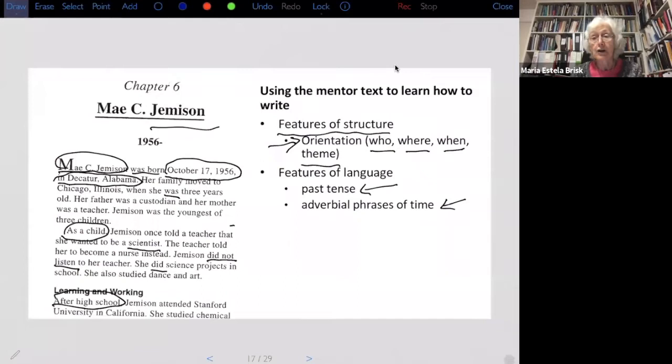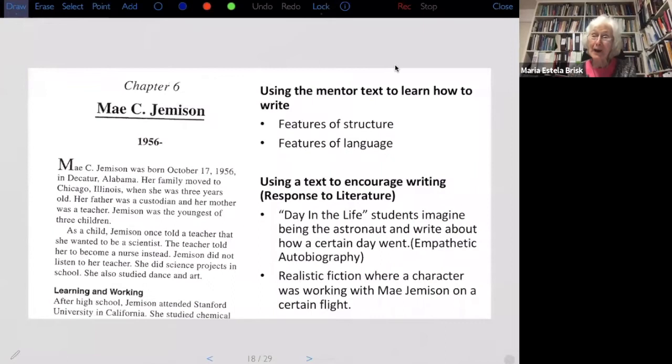So the use of mentor texts is to learn how a writer writes biographies. It is not to promote topics. For instance, when I asked a teacher how she would use this mentor text, she told me, well, I would use it for students to imagine themselves as if they were an astronaut and write about a day in the life of an astronaut. Or I would have them write a realistic fiction where the character is Mae Jemison and you get to go to space with Mae Jemison or something like that.